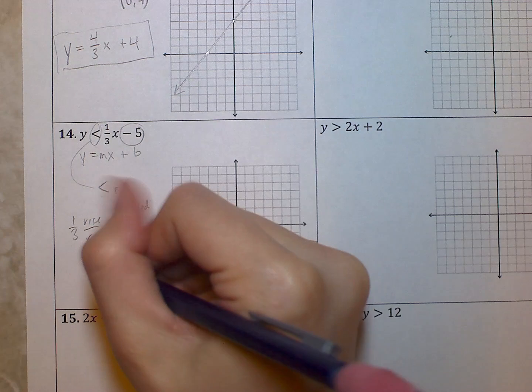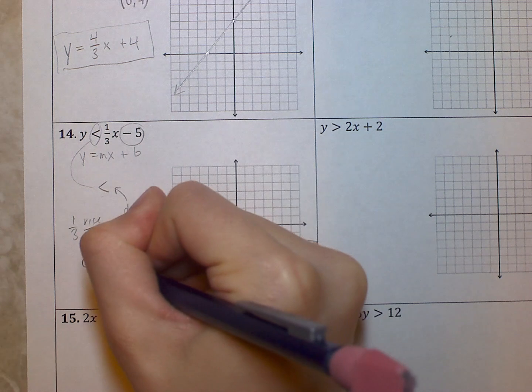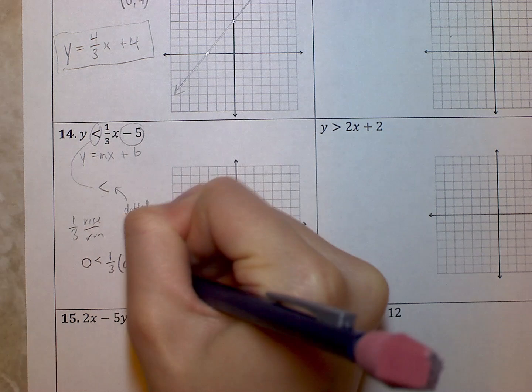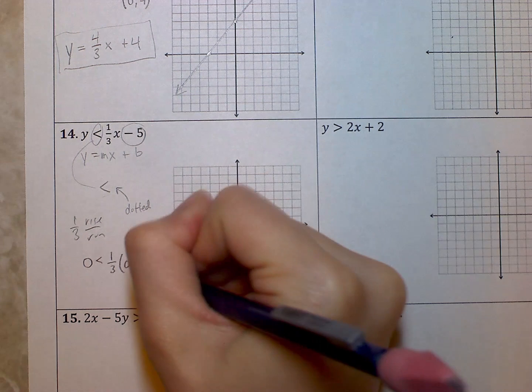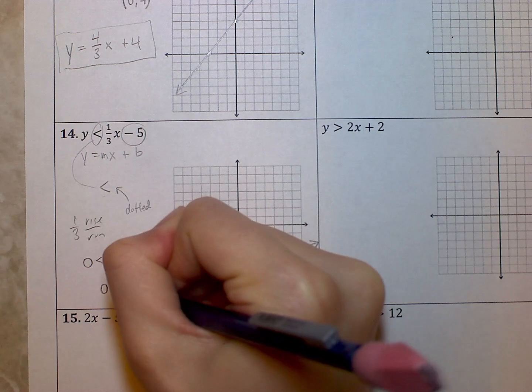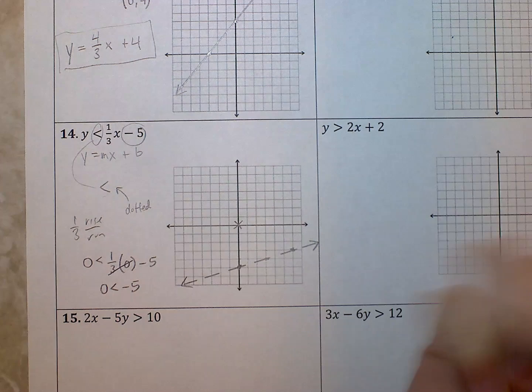So if I plug in 0, this is 0 is the x-coordinate and the y-coordinate here. So if I plug in 0 for both of those coordinates, let's see what I get. 1/3 times 0 is 0. So I get 0 is less than -5. Now we need to decide if that is true.